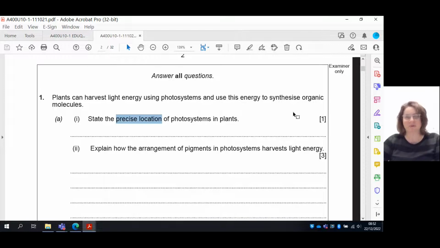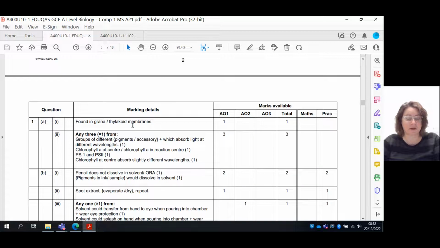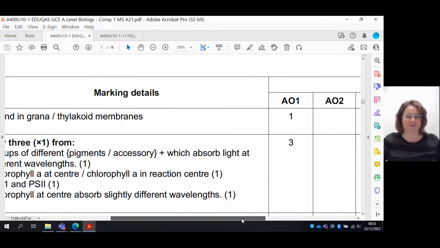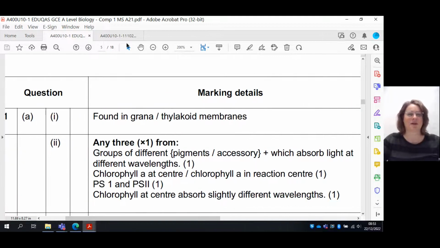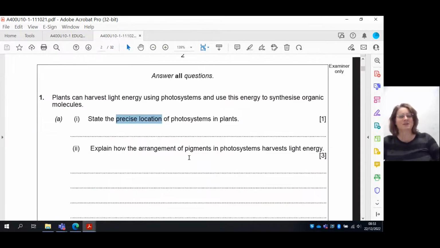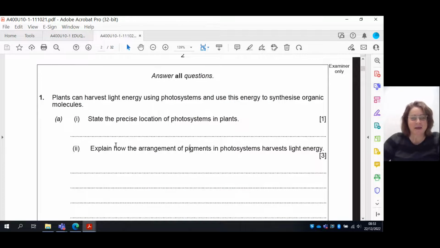I'm actually surprised with the mark scheme there because I would not have let you get away with anything other than the thylakoid membranes. Grana, I'm finding too vague, or just thylakoid itself, I find too vague. It needs to be the thylakoid membrane. So here we go. You might have been able to get away with murder a little bit there, right? That's more legible.